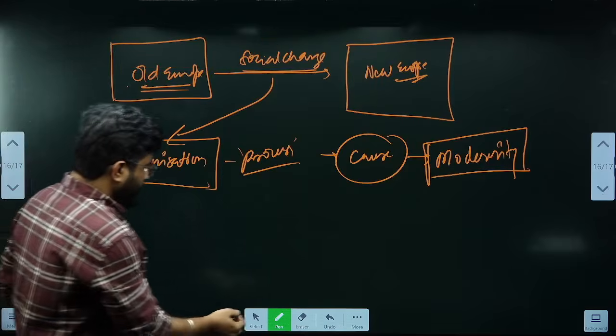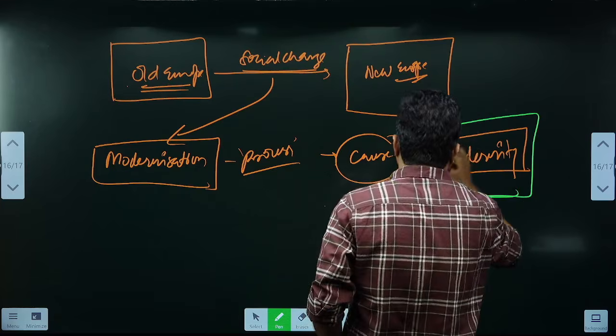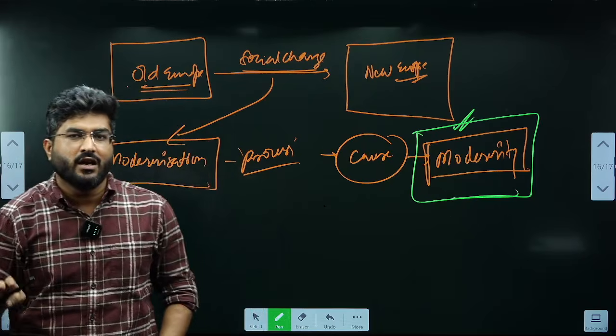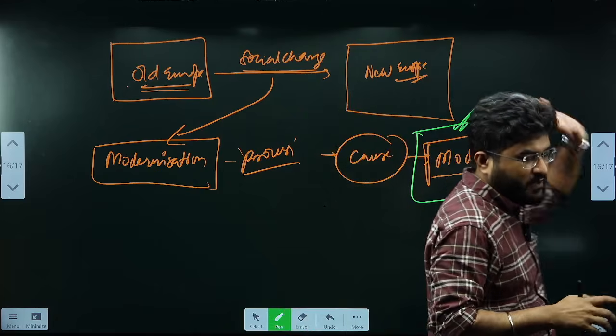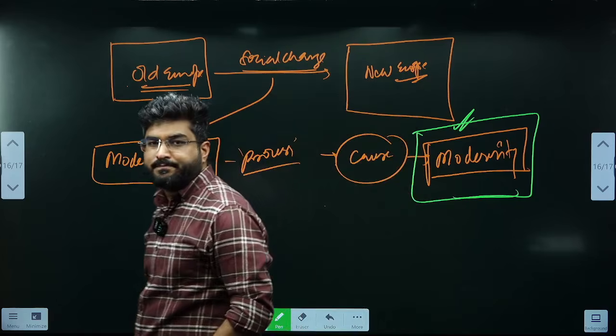So this modernity, which we consider right now as a very positive approach, has led to various changes in the society, not only in the positive sense but also in the negative sense. Positive changes we have seen. So what are the negative changes? There was a lot of social chaos.